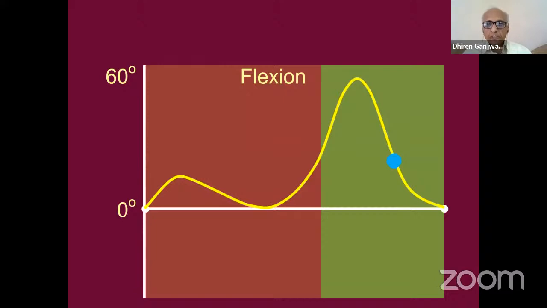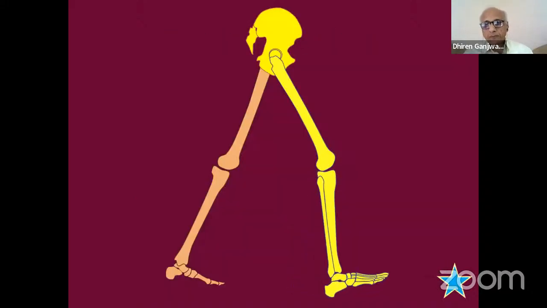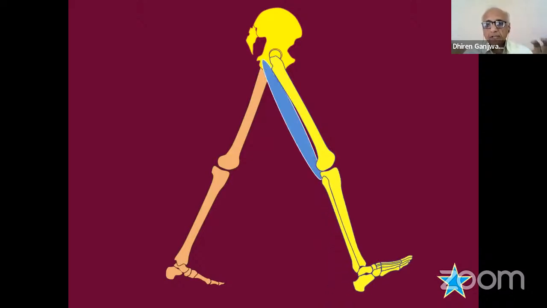Coming to the last point, and that is the slow extension of the knee, which is called the deceleration phase. And this is caused by eccentric work of the hamstrings. The hamstrings elongate, they stretch to their maximum length, and they slow down this knee extension.